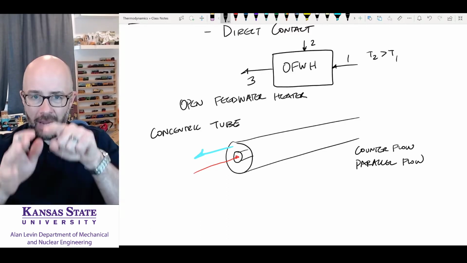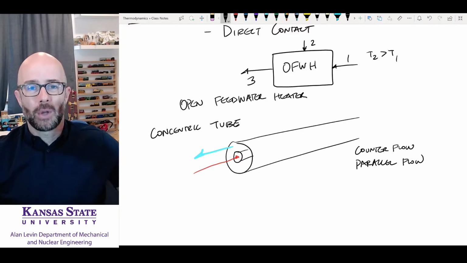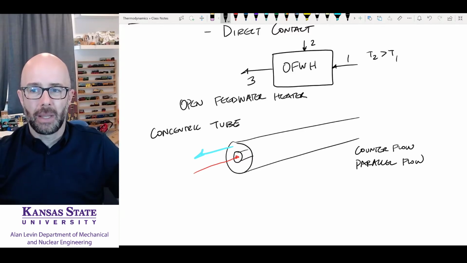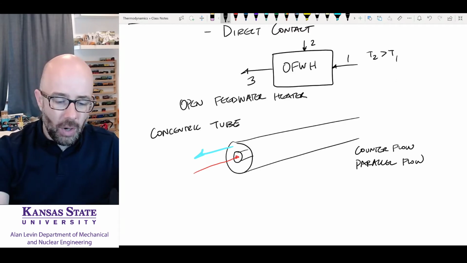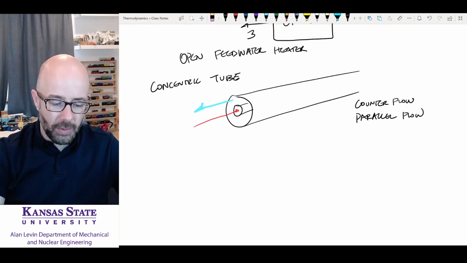Where they're going in the same direction. But as you'll find out in heat transfer, it really makes a lot of sense to have them go in the opposite direction. That's going to be the counterflow situation, which is going to be the most efficient way of going about that. And instead of a concentric tube, you might have a cross flow situation.